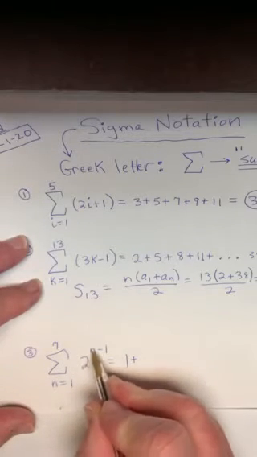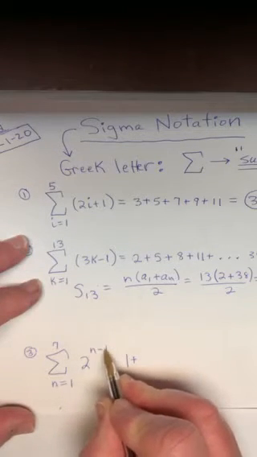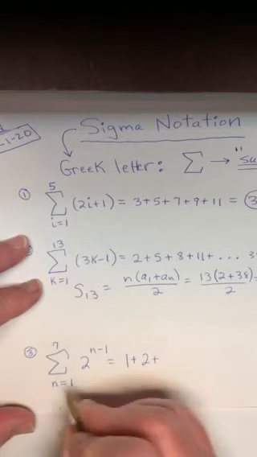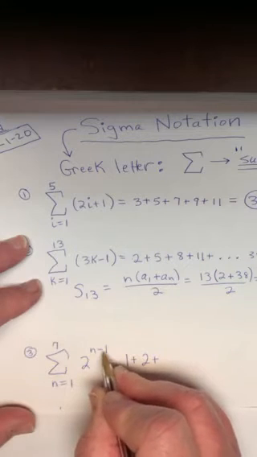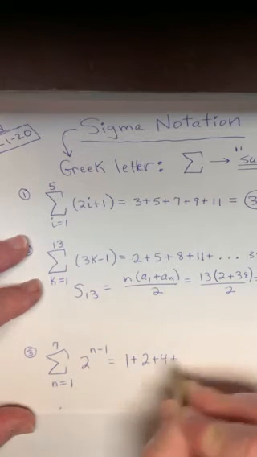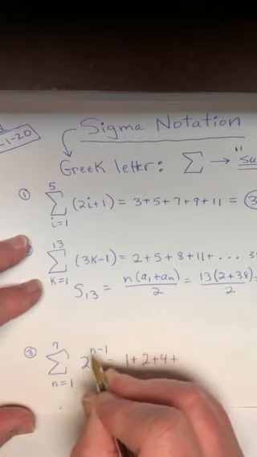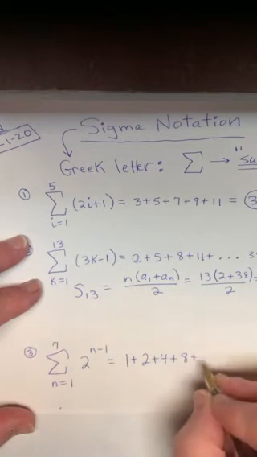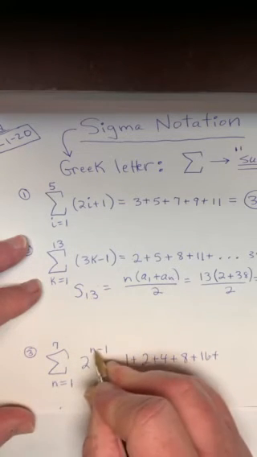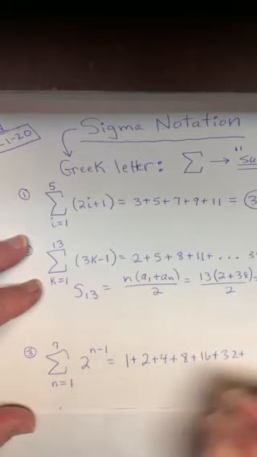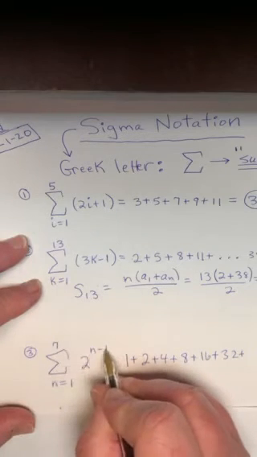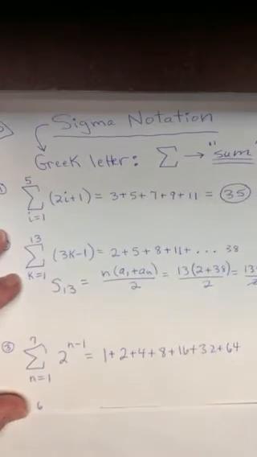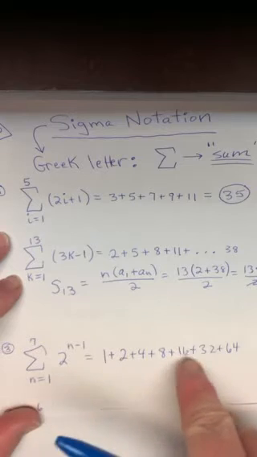I've already plugged 1 in. Now I'm going to plug 2 in. 2 minus 1 is what? 1. So 2 to the first is 2. Plus, now let's plug 3 in. 3 minus 1 is 2. 2 squared is 4. Plug 4 in. 4 minus 1 is 3. 2 to the third, careful, is 8. Plug 5 in. 2 to the fourth is 16. Plug 6 in. 2 to the fifth is 32. Plug 7 in. 7 minus 1 is 6. And 2 to the sixth is 64. So in essence, that's the series we just created.